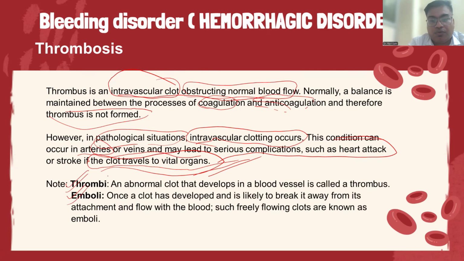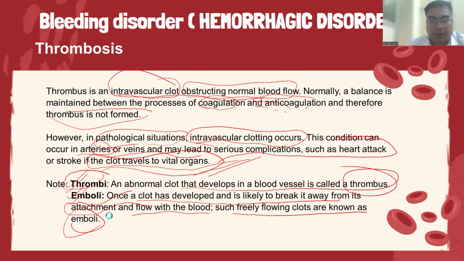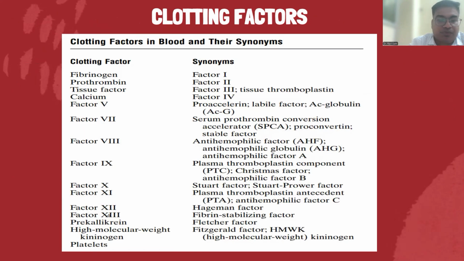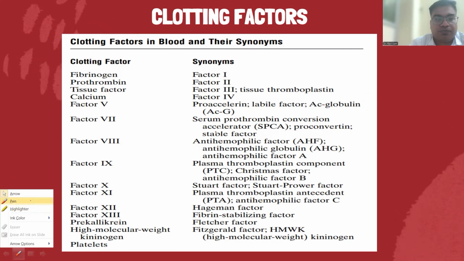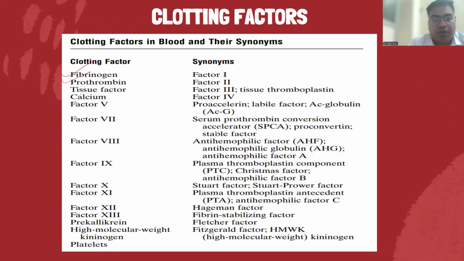Now come to thrombi. An abnormal clot that develops in a blood vessel is called a thrombus. In case of emboli, once a clot has developed and it breaks away from its attachment and flows with the blood and leads to the blockage of some other site, it is called an embolus. These are some clotting factors: fibrinogen, prothrombin, tissue factor, calcium, and factors 7, 8, 9, 10, 11, 12, 13.